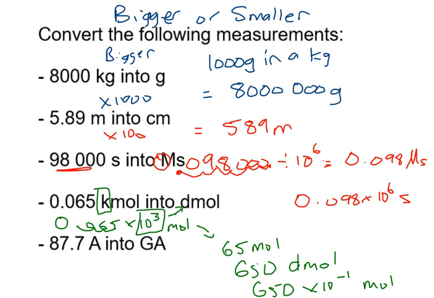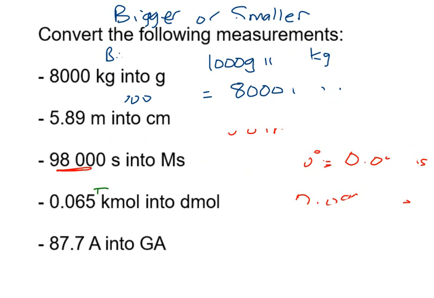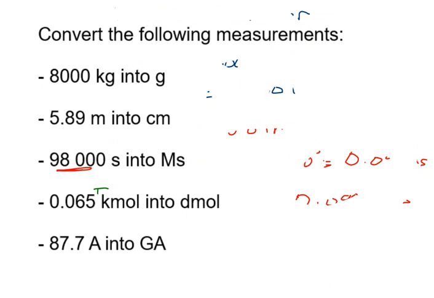Let's say I wanted you to convert 87.7 amps into a GA. Okay, first question, what is a GA? It's a giga, right? So go to your chart, figure out what capital G is.